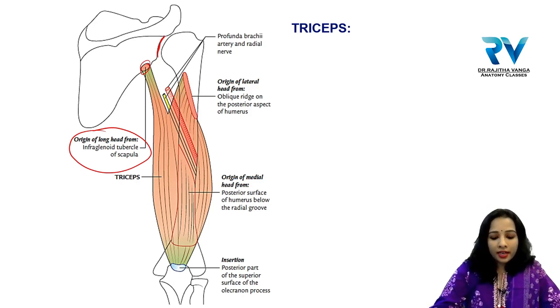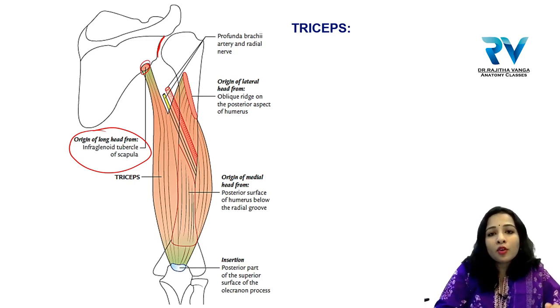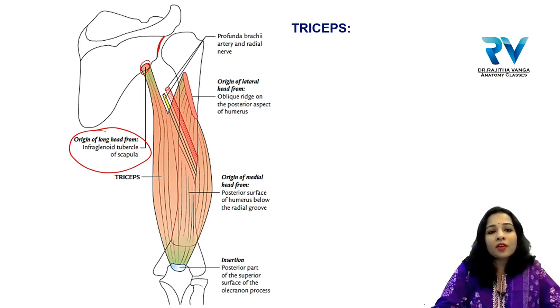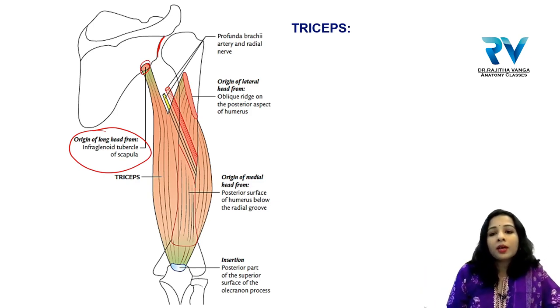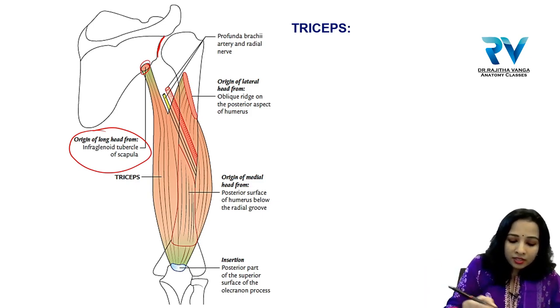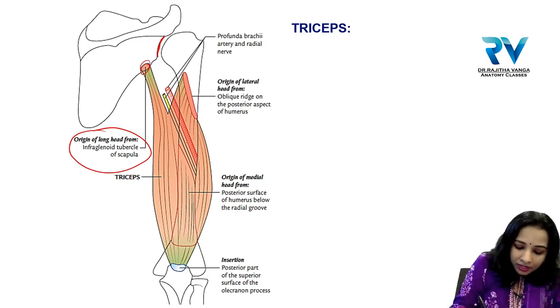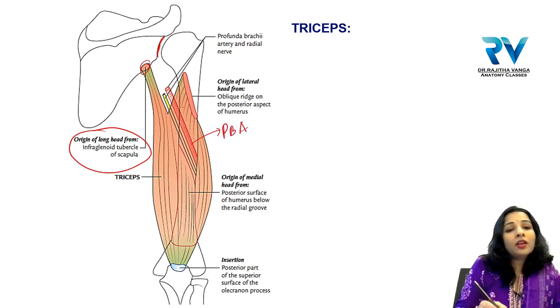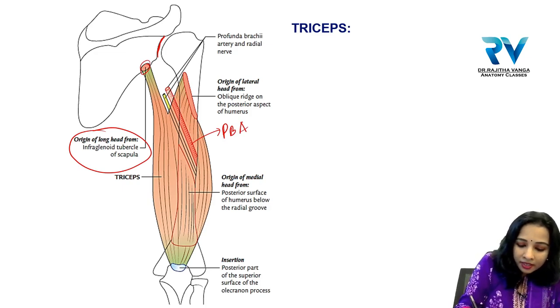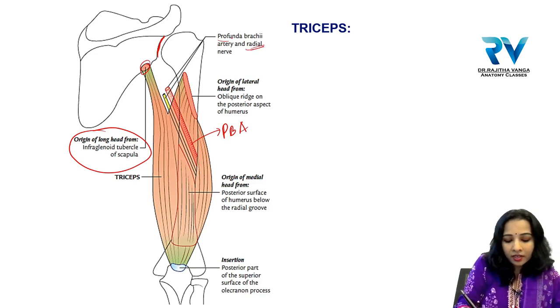Both the medial and lateral heads arise from the posterior surface of the shaft of the humerus. The medial head gains its origin from the posterior surface of the shaft below the radial groove. Here you can see an image where we can see the profunda brachial artery. This is the profunda brachial artery, and the nerve along with it is the radial nerve. Here it is written radial nerve and profunda brachial artery.